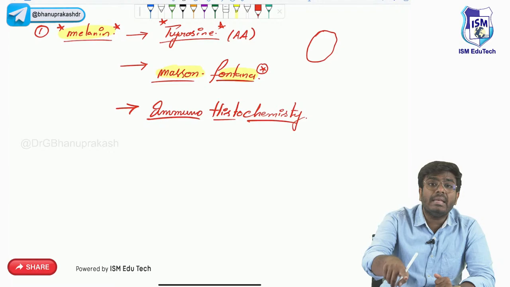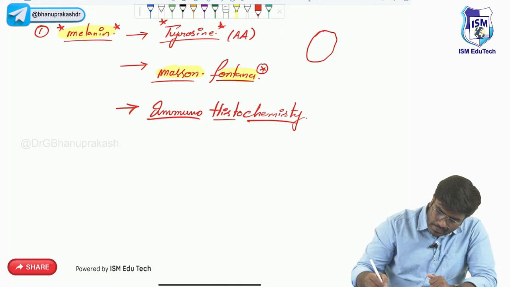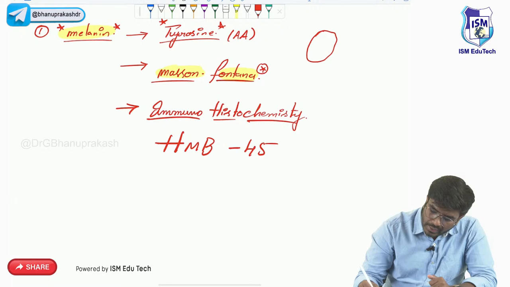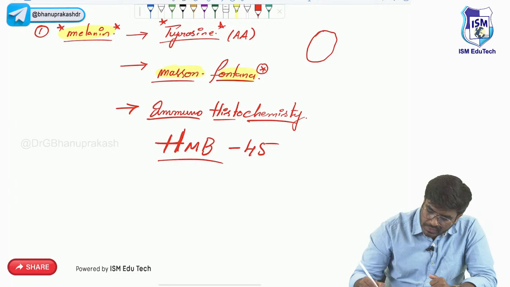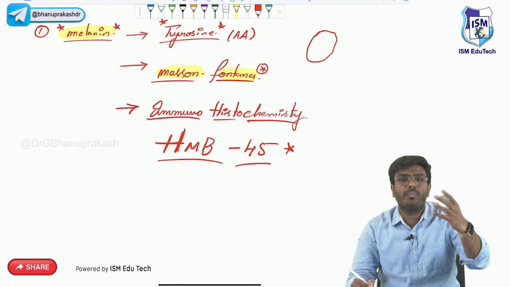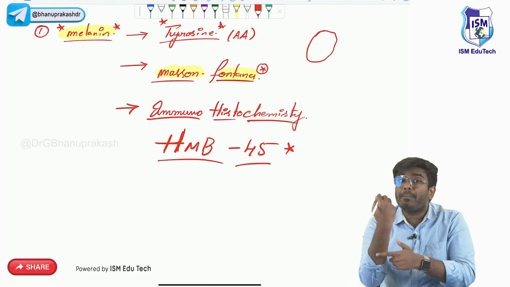It is HMB 45. HMB 45 means human melanoma black. Melanoma, melanin, something like that, right? It's actually a marker of melanoma. HMB 45 is used to know whether the person is suffering with melanoma, skin cancer, or not.